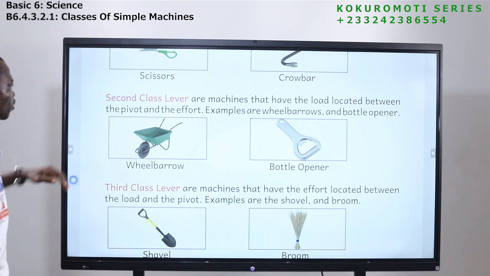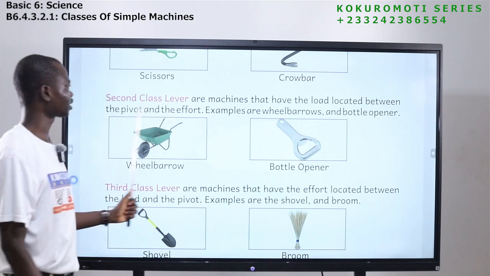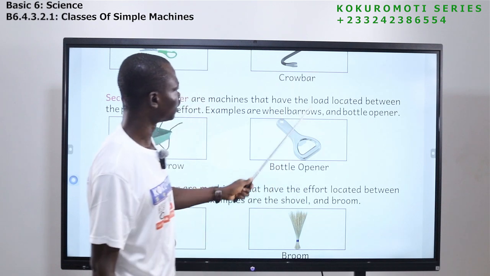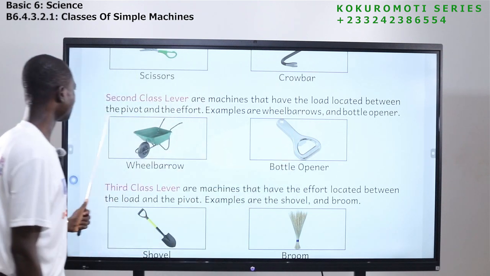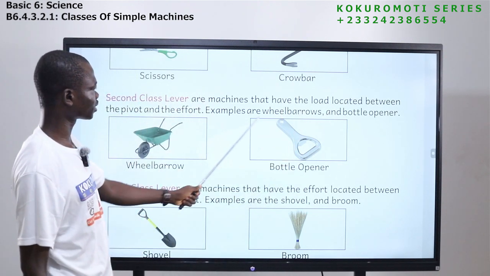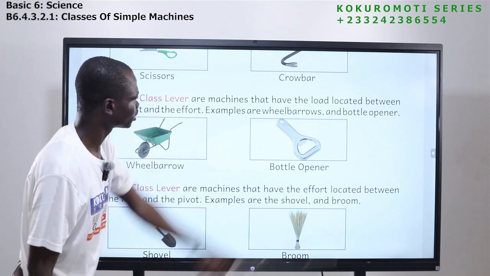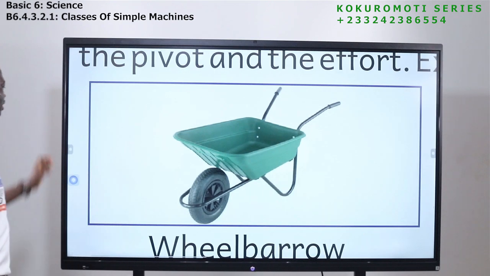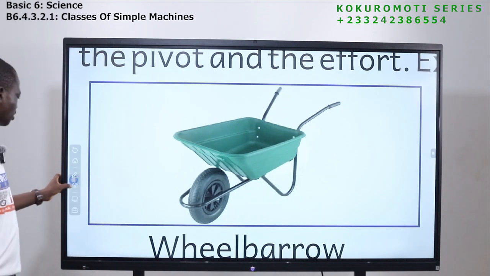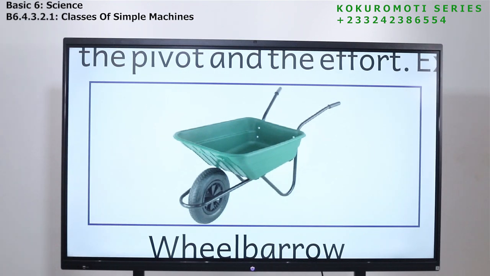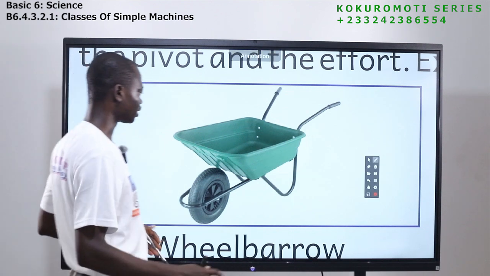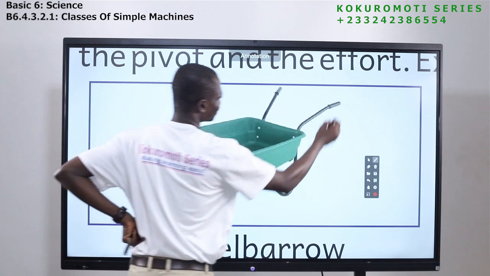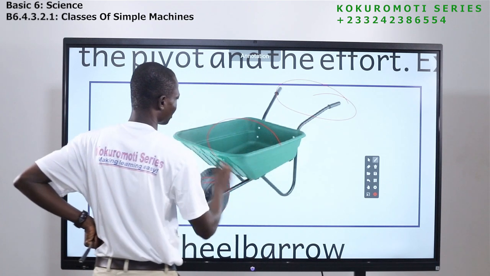Now we have another one, second class lever. Second class levers are machines that have the load located between the pivot and the effort. Examples are wheelbarrow and bottle opener. So here, this is second class lever. That one has the load in the middle. So here, this is one part, and this is another part.